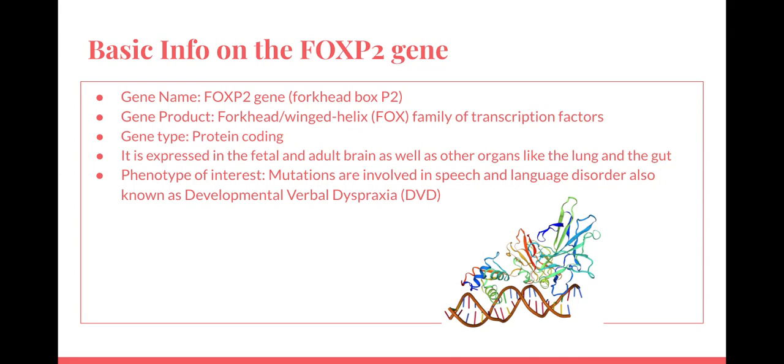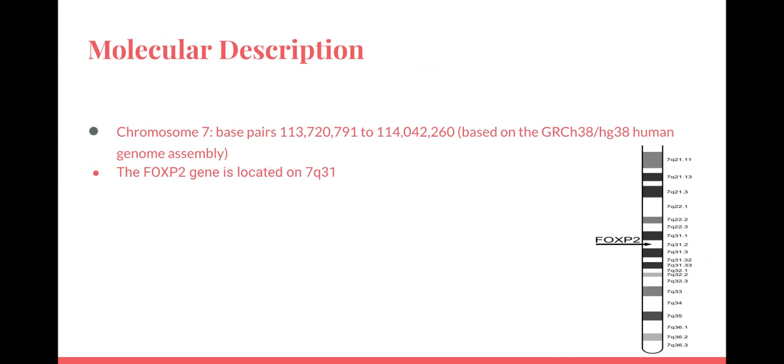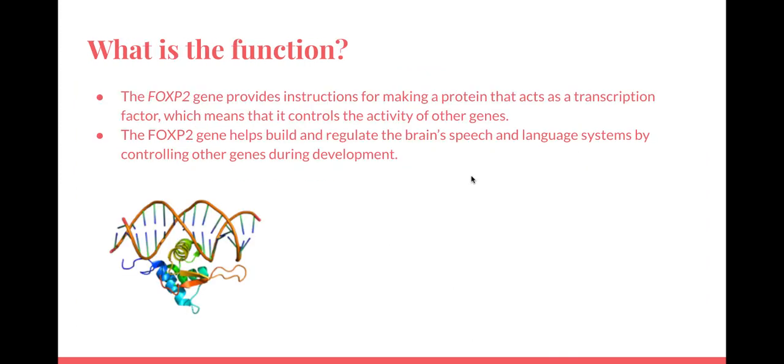Let's talk more about the function of the FOXP2 protein. The FOXP2 protein is a transcription factor, meaning it binds directly to DNA and helps control the activity of other genes, especially those involved in the growth and wiring of the nervous system. In the brain, FOXP2 fine-tunes the development of neural circuits that allow us to sequence words, understand grammar, and learn how to speak. It doesn't make speech happen on its own, but without it, the system doesn't develop correctly.